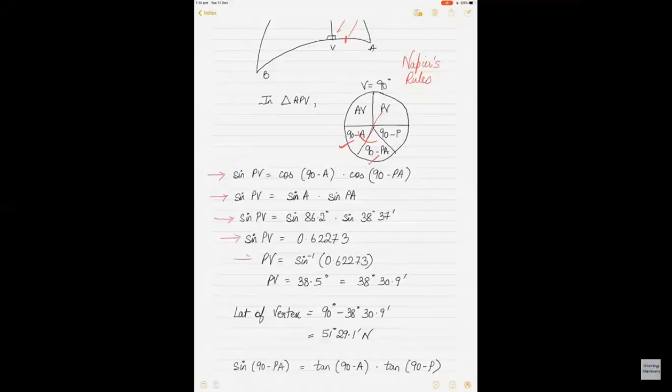So put in the values. What you should be getting is PV equals 51 degrees 38 minutes 30.9 minutes. Latitude of vortex is 90 minus PV, so 29.1 degrees is the latitude of the vortex.